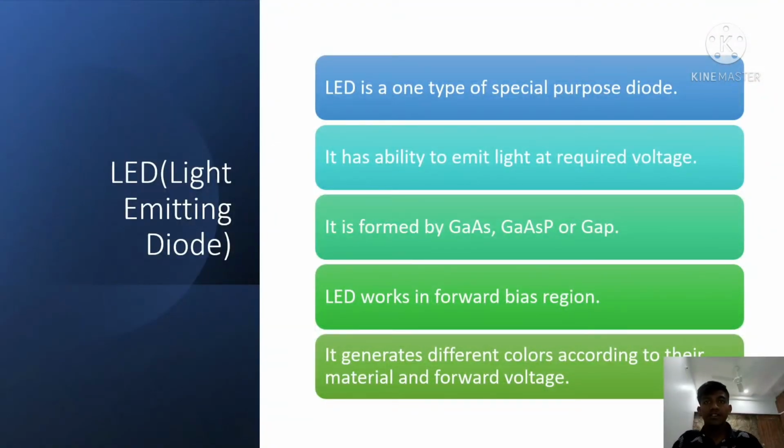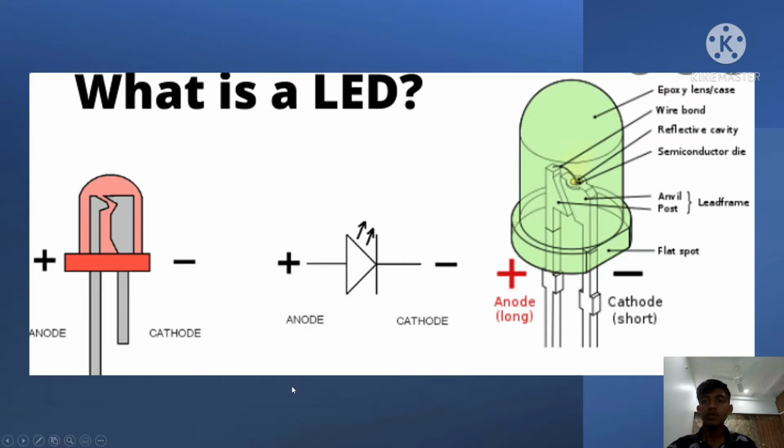So now we will talk about the LED, a light emitting diode. LED is one type of special purpose diode. LED has the ability to generate different colors of light using the required voltage. LEDs are manufactured from materials like gallium arsenide phosphide, gallium phosphide, and some other materials. According to the materials and voltage, an LED is able to generate different colors of light. An LED has two connection points. The first one is the anode and the second is the cathode. An LED works in the forward bias region.